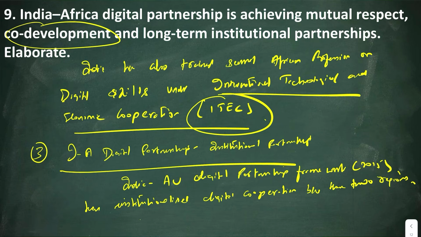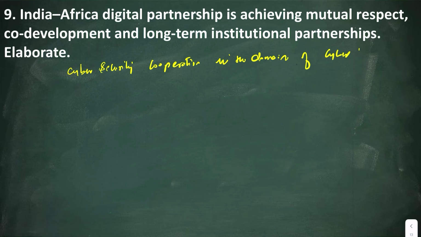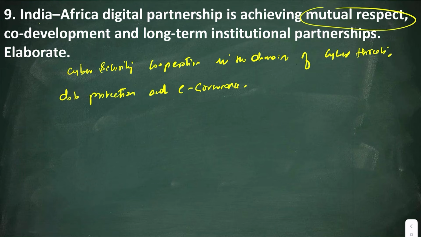Okay. Second point, you can write India and several countries of Africa have institutionalized cyber security cooperation in the domains of cyber threats, data protection, and e-governance. Okay, so this is how we have taken the three keywords and elaborated those three keywords.